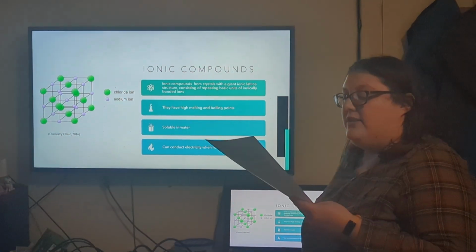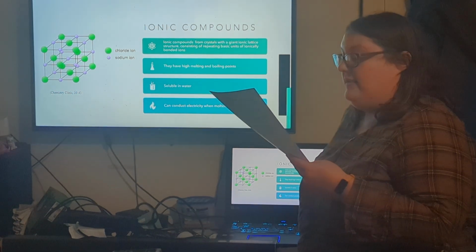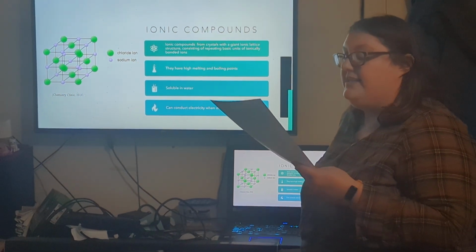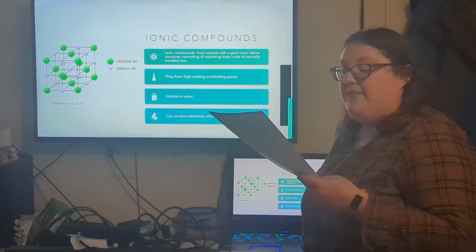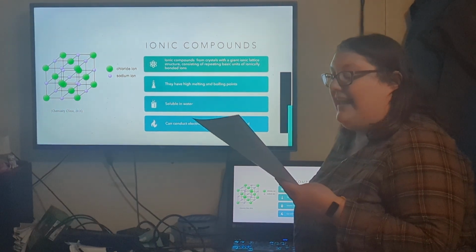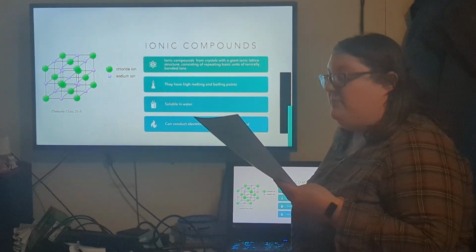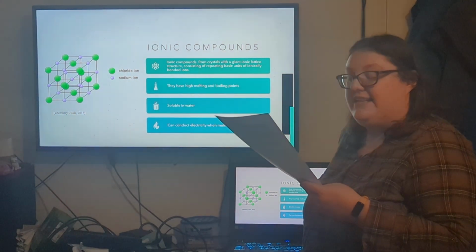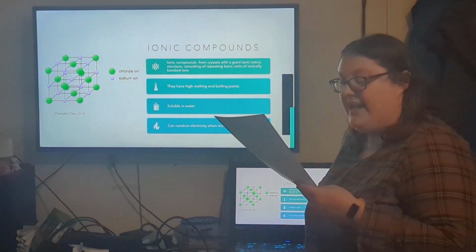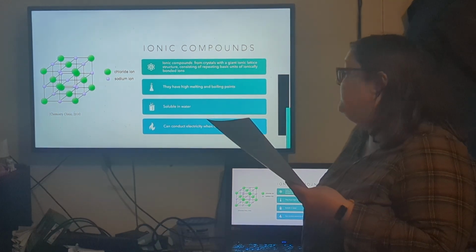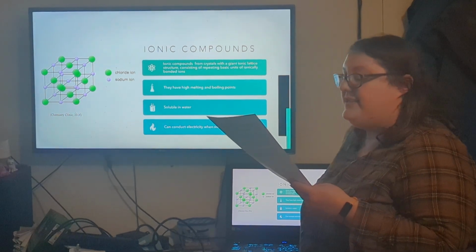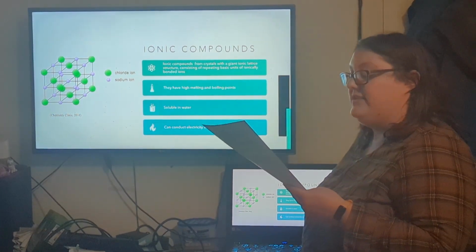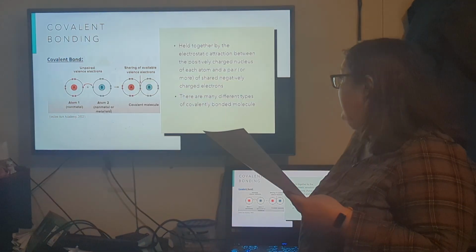Many ionic compounds are crystal salts formed of metallic cations and non-metallic anions that have a giant ionic lattice structure with a high melting and boiling point due to a high amount of energy needed to break the strength of the electrostatic attraction of ionic bonds. They dissolve in polar liquids such as water and can conduct electricity when molten or dissolved as their ions are free to move and carry the charge.